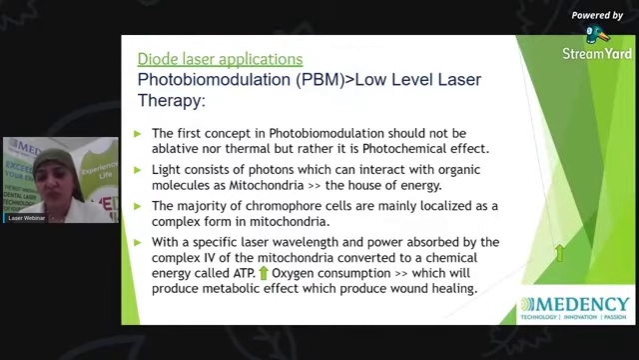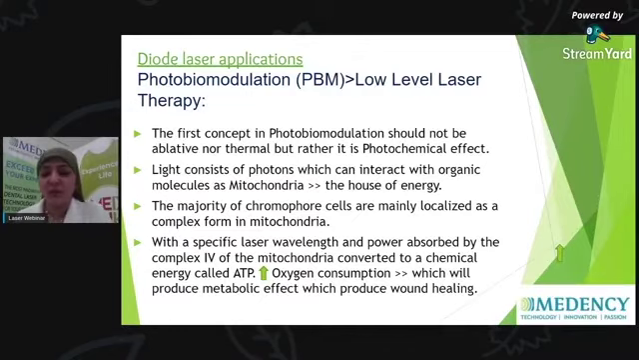Okay, photobiomodulation, the low-level laser therapy. It is very important, and it is the best benefit you can get from a diode laser. You want also to know what is photobiomodulation, how can I use it, and what is the concept of photobiomodulation. Photobiomodulation should not be ablative nor thermal, but rather it is a photochemical effect. We are doing a therapy through photobiomodulation. We are not doing any ablation.